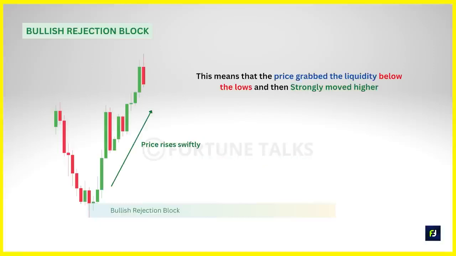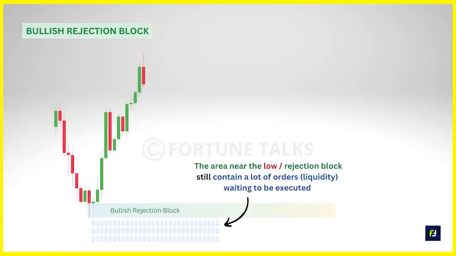So after sweeping the liquidity below the lows and forming a price rejection, we can expect the price to swiftly move higher. This tells us that the big institutions were involved in this move. It is worth mentioning that the area near the lowest wick or the bullish rejection block still contains a lot of retailer orders waiting to be executed. These include a cluster of sell stop loss orders and sell limit orders placed by those reversal traders who bought from the demand zone and those breakout traders waiting to sell below the support area.